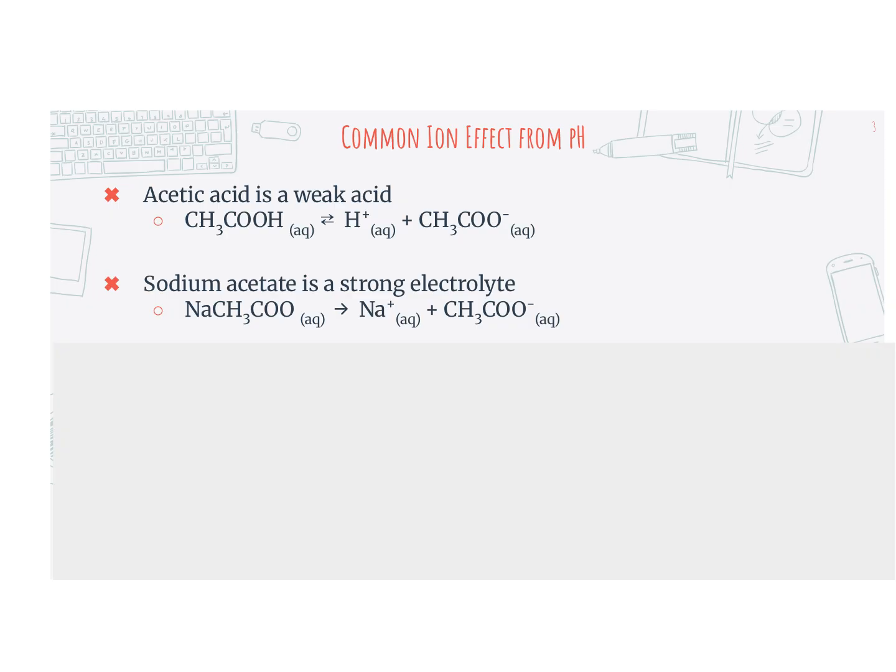So if we think of acetic acid, CH3COOH, or another way to write it is HC2H3O2, that will dissociate to form H+ and acetate anion. This is an incomplete process because it's weak, and so it doesn't fully dissociate.